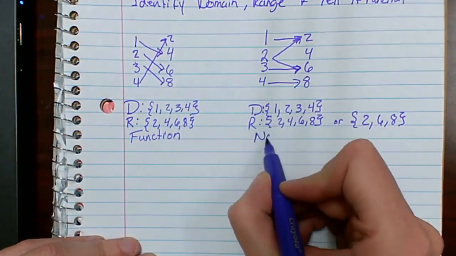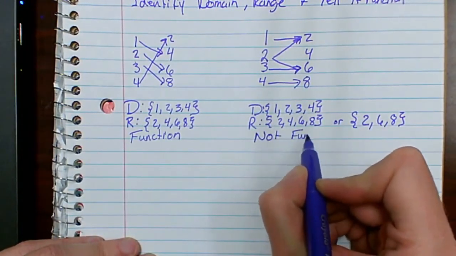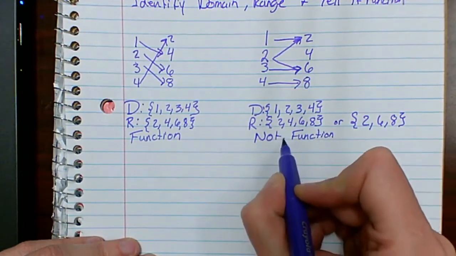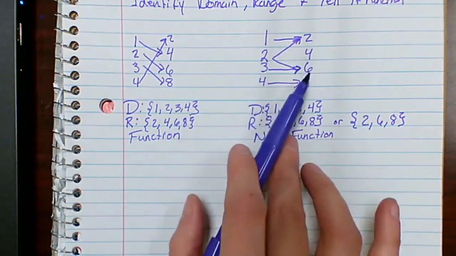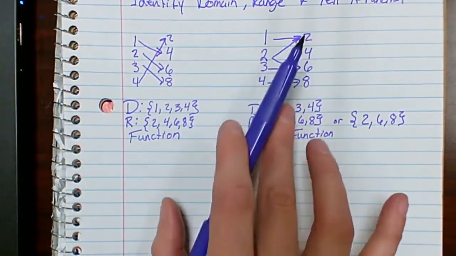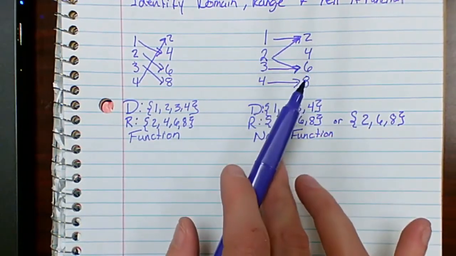This is not a function because 2 is going to a 2 and a 6. So it's saying like a pen is $2 and $6. It just doesn't work.